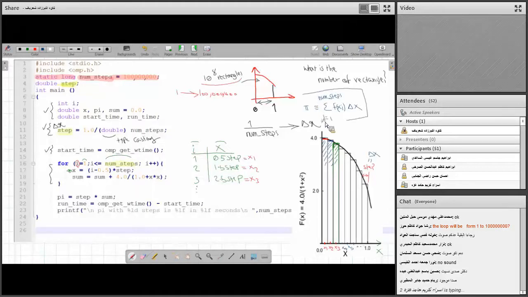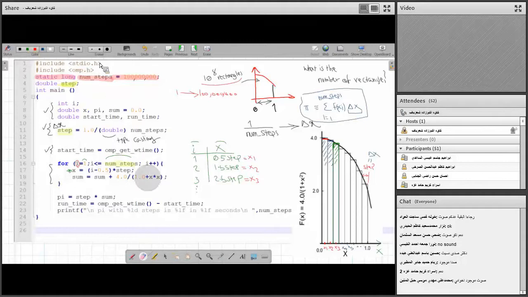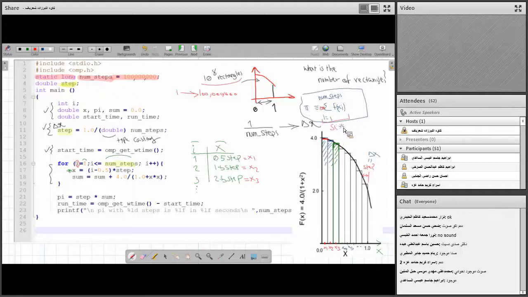This is the pi number. Delta x is a constant. Delta x is a constant number. I can take delta x out of this sum. I can factor the delta x from inside this sigma and add it out of the sigma. We call this sigma sum.